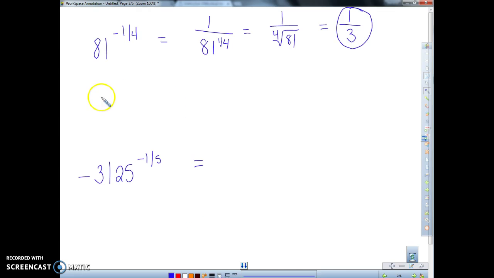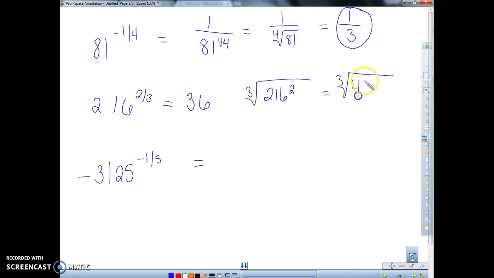The next one, we're going to put one in between here. 216 to the 2/3 power. Again, I would just type that in my calculator if this was your homework assignment, and our answer would be 36. What that is, is the cube root of 216 squared, which means that's the cube root of 46,656. And if you type that into your calculator, it tells you it's 36.